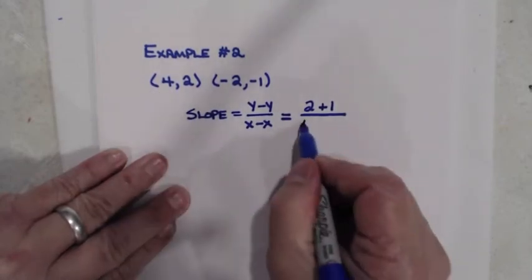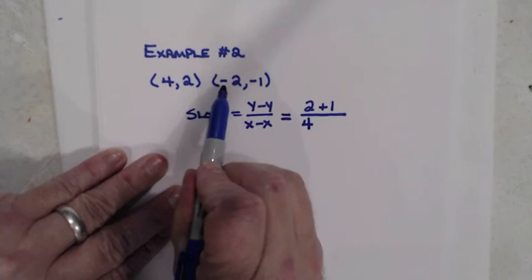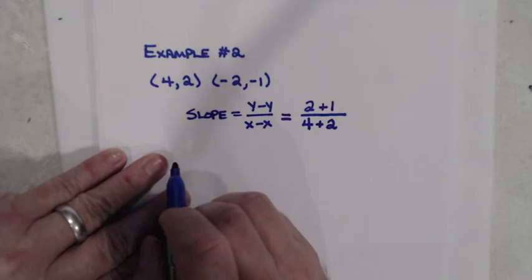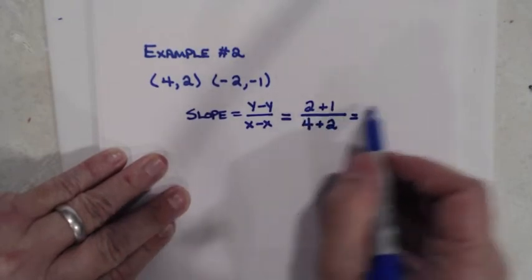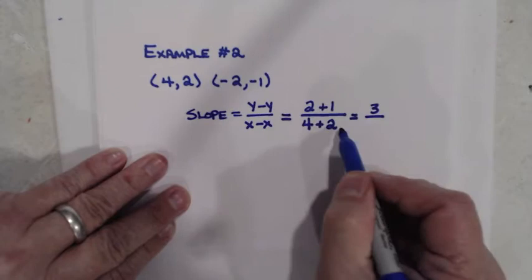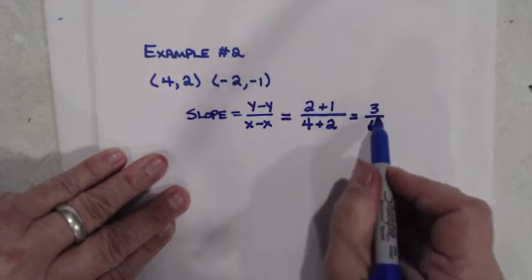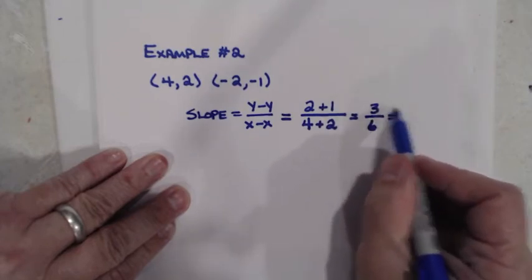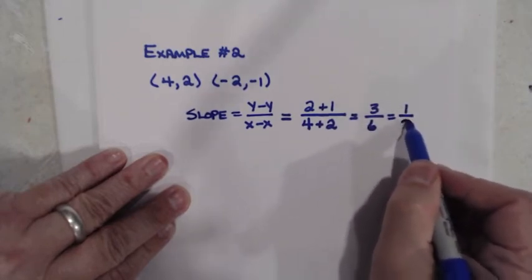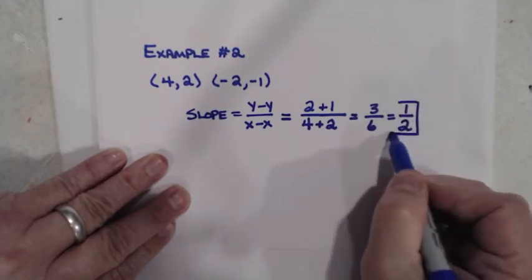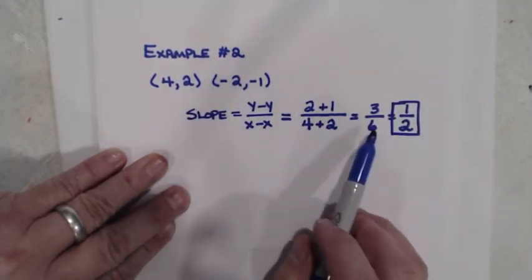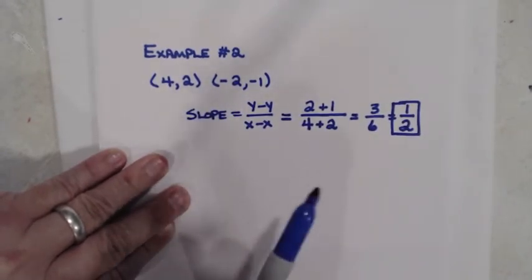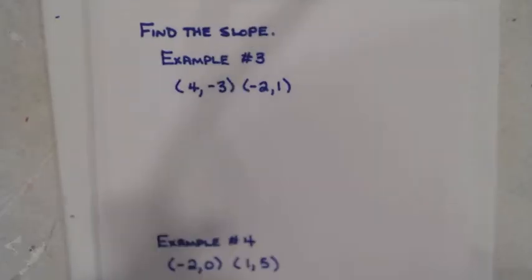My first x is 4. The opposite of my next x, positive 2. The opposite of negative 2 is positive 2. Add these in the top. I get 3. Add them in the bottom. I get 6. Remember, all fractions must be reduced. 3 will go into both of these numbers. 3 divided by 3 is 1. 6 divided by 3 is 2. The slope of the line that goes through these 2 points is 1/2. If I graph these and started counting, I would go up 1 over 2, up 1 over 2.